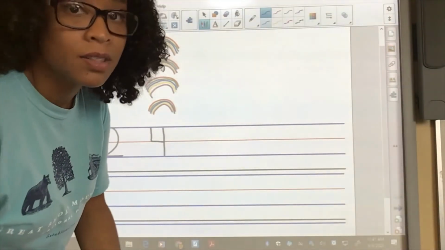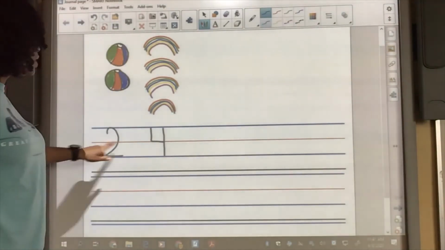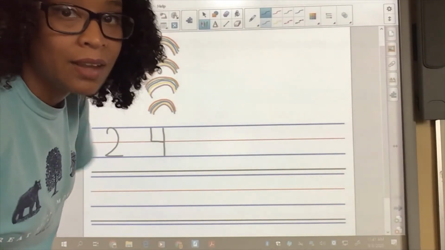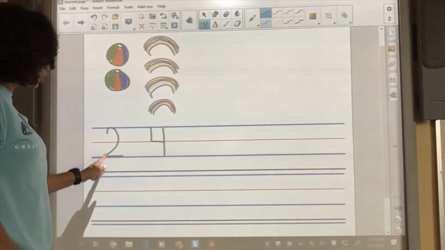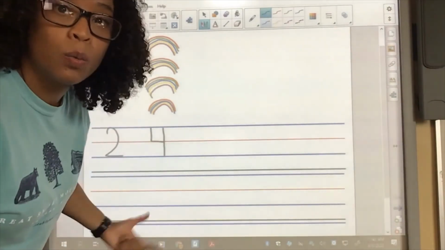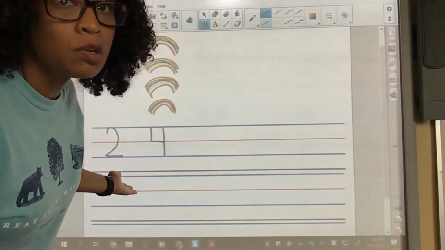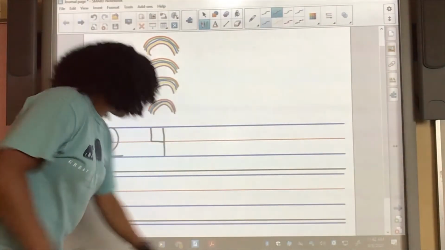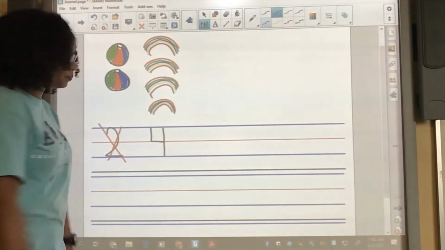Now let's compare those. Which of these numbers is less than? Which one is less than or smaller? Is it the 2 or the 4? It's the 2. So what are we going to do to show that that 2 is less? We're going to write a what on it? An X. Let's write an X. We're going to X that one out.